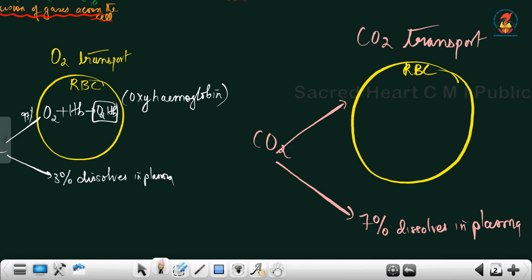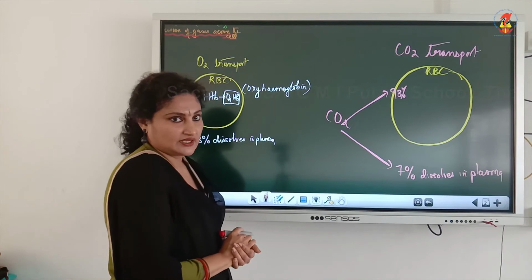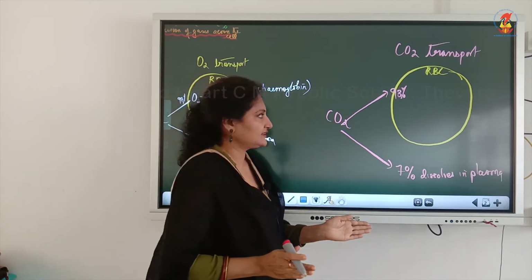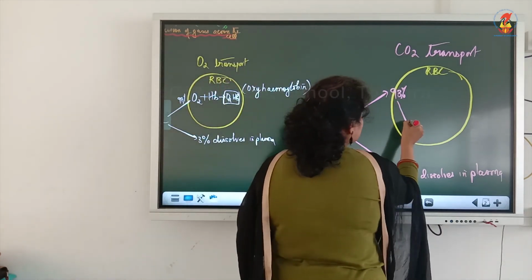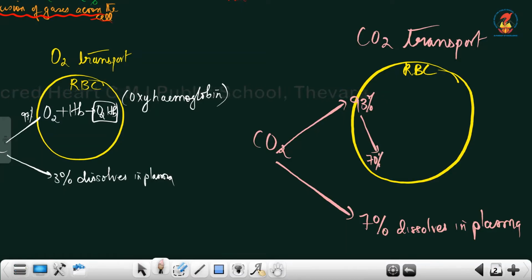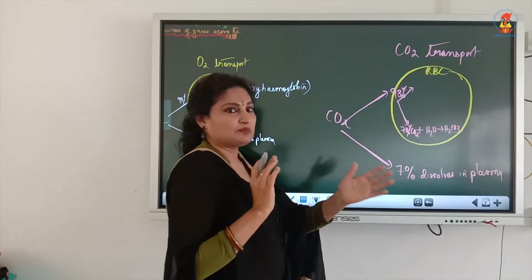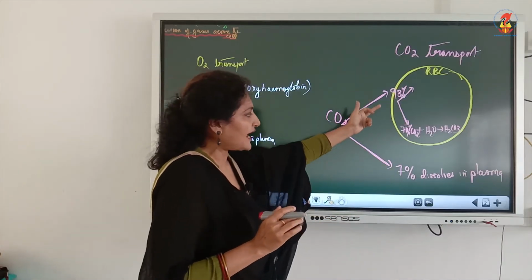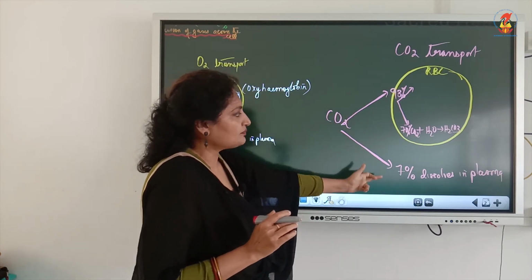And the remaining 93% gets into the RBC. Again, there is a bifurcation. Of this 93%, 70% of this carbon dioxide combines with water to form an acid called carbonic acid. And the remaining 20 to 25%. So, if I add up all the percentages, it should be 100.